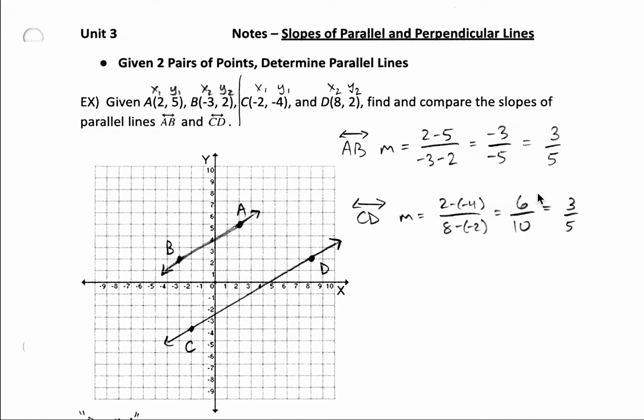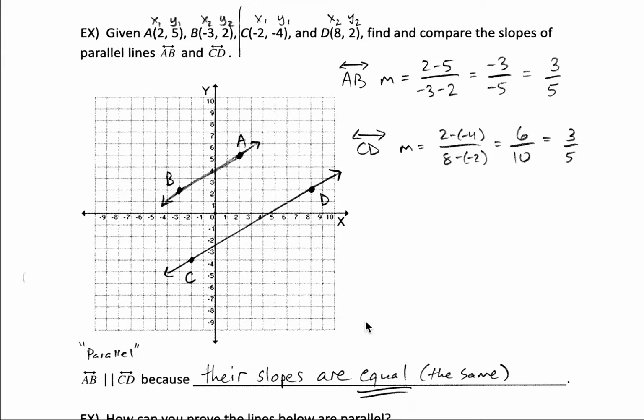So always reduce your ratio, because it may happen that you look at 3 to 5 compared to 6 to 10 and you think they're not the same. Make sure that you simplify so that when you compare, it becomes real clear that we have the exact same slope. And that's what's true about parallel lines. Parallel lines have the exact same slope or equal slopes. That's what helps them stay parallel and never intersect, because they are behaving the exact same way.